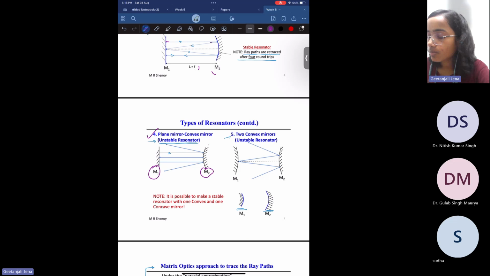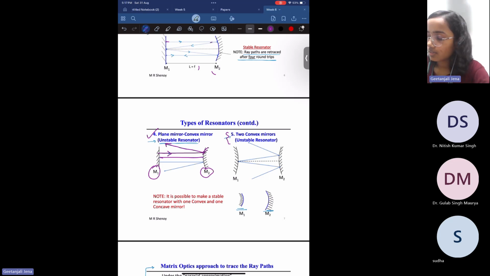So in this case, because of the diverging effect of this convex lens, so you know that the convex lens is diverging. So whenever the ray is incident on this convex mirror, it will diverge out. So instead of confining, it will diverge out. So that's why the ray will eventually escape the resonator volume. So that's why the plano convex mirror is an unstable resonator.